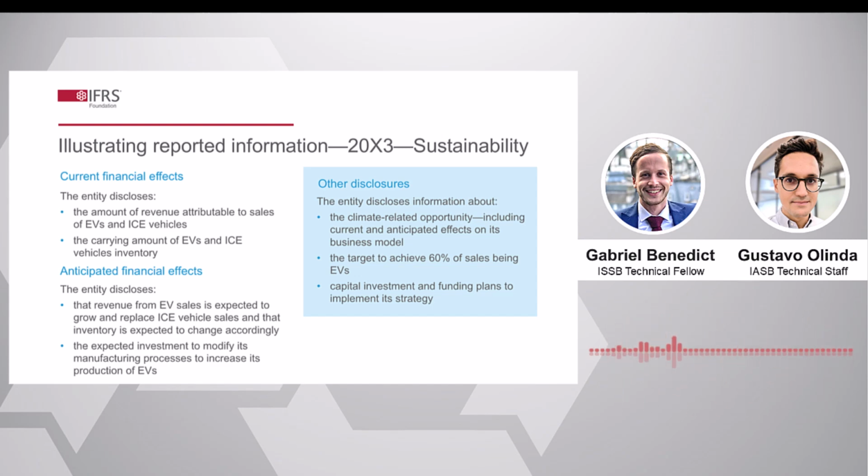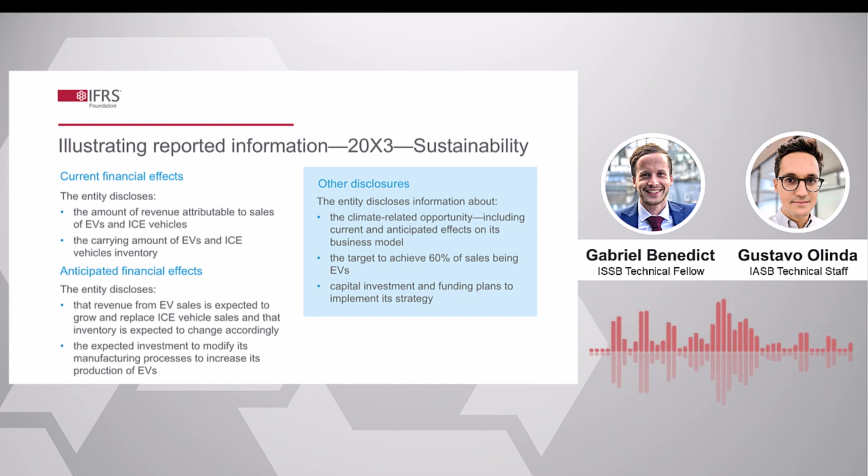When providing information about how it expects its financial position, financial performance, and cash flows to change over time, the entity might provide information about its transition to EVs. This information might include the expected growth of EV revenue and related effects on inventory, and the capital investment needed to support this transition and growth plans.